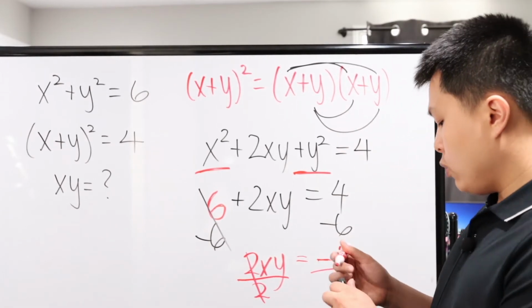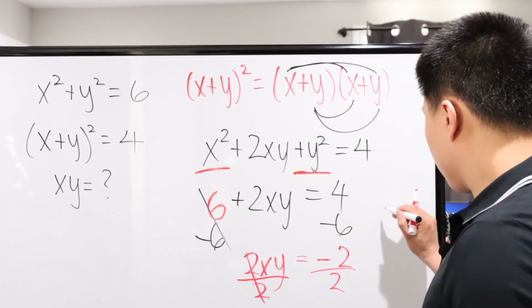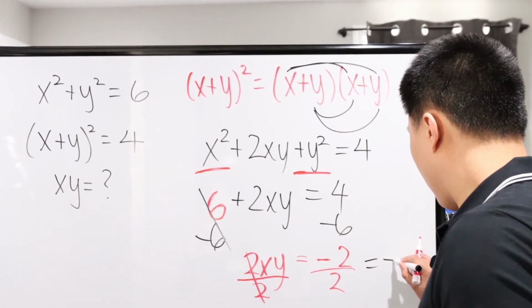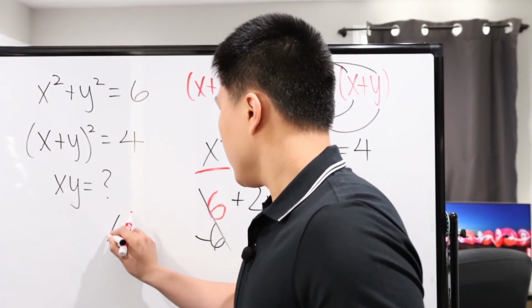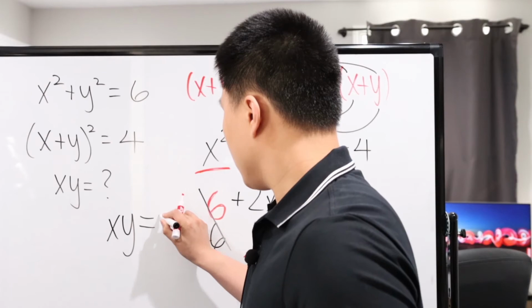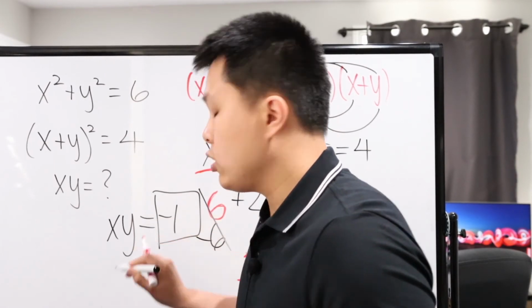And negative 2 divided by 2 is just negative 1. So let's write it right here. xy equals negative 1. And that is your answer.